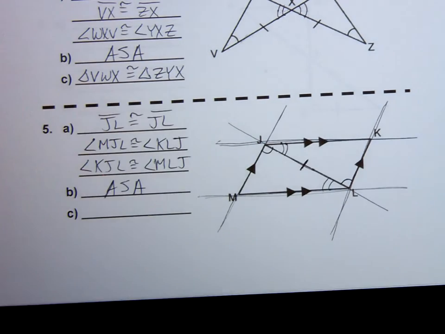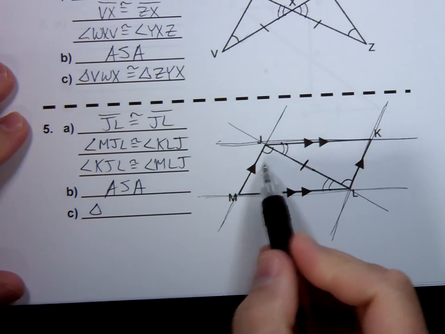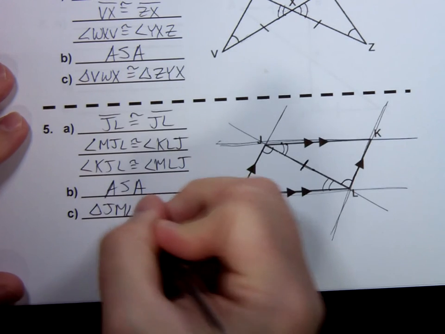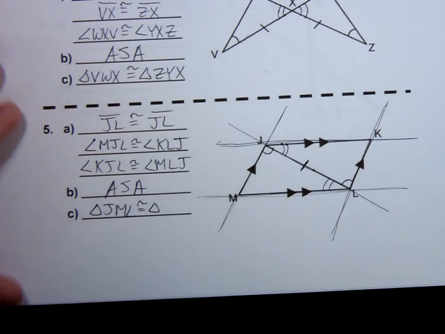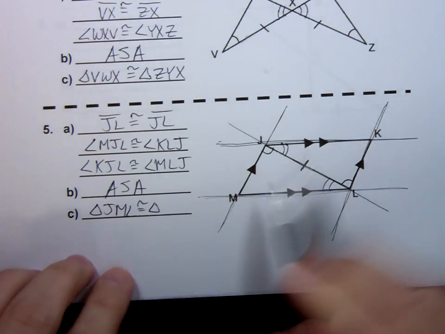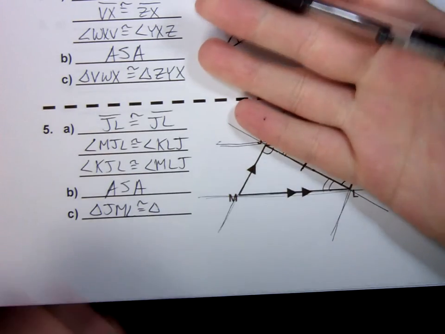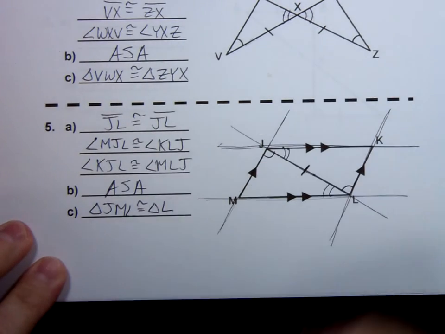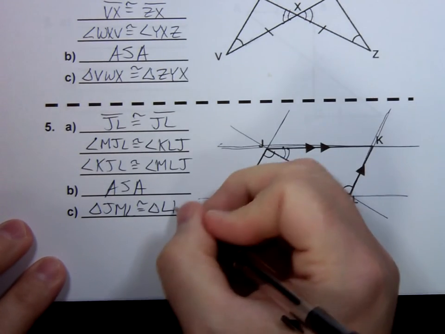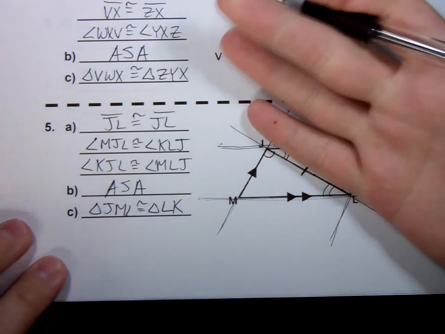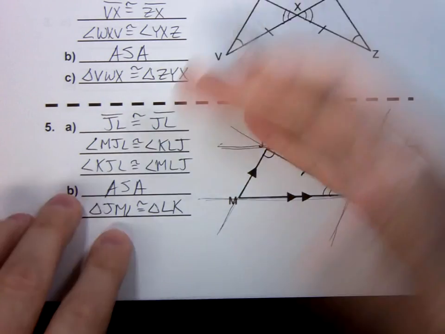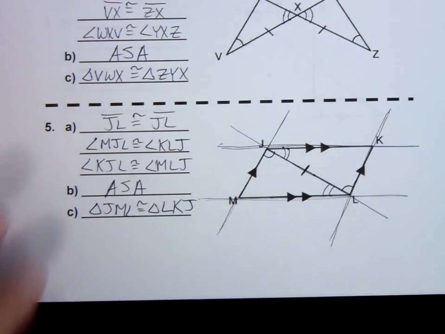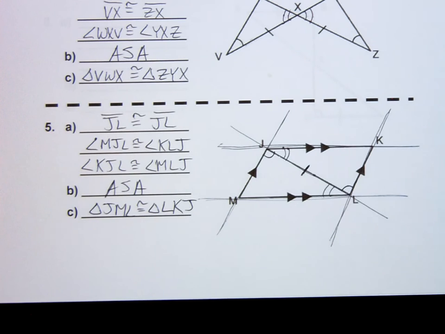So let's write the congruent statement now. We're going to call this triangle JML. And that'll determine the order of the second name. On this triangle, the J corresponds with the L from the other triangle, the M corresponds with the K, and from this original triangle, L corresponds with J on the other triangle. So there's our congruent statement in corresponding order.